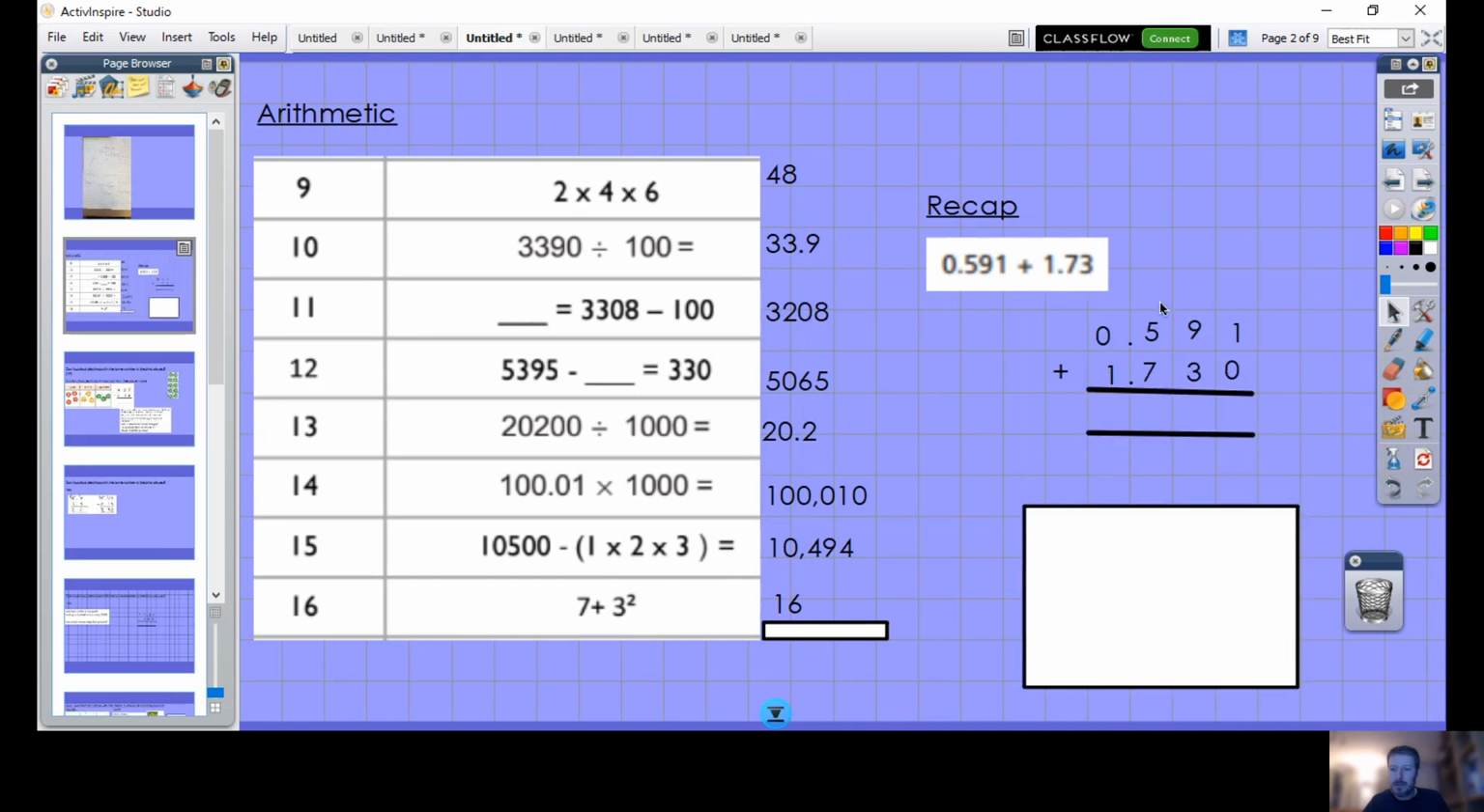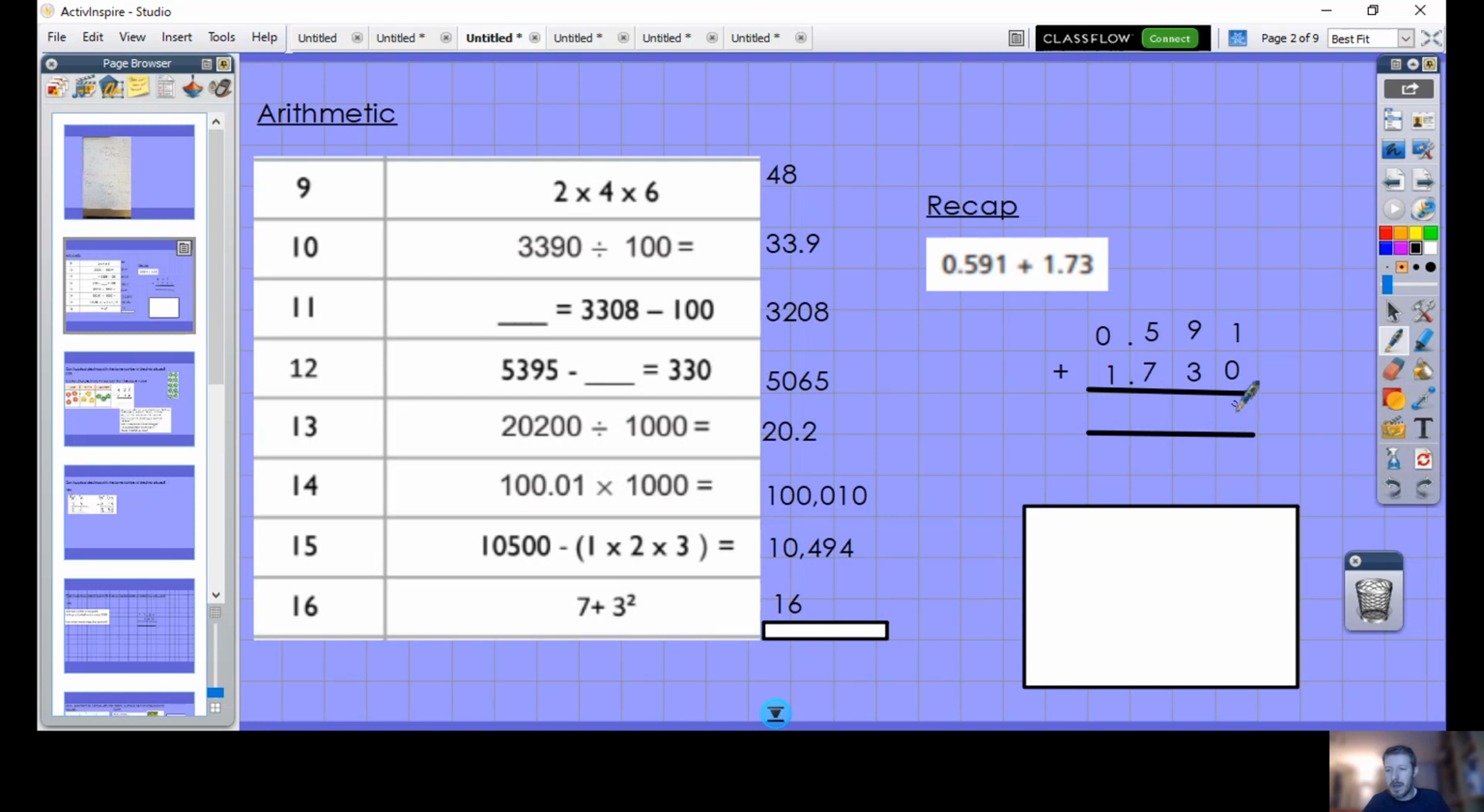Okay, so hopefully you put it in column, which looks a little bit like this. So making sure that you have the decimal point lined up, and then that allows for you to have all the other columns lined up correctly. So the ones column, the tenths, the hundredths, the thousandths. Again, I added this 0 in here to help me as a placeholder. It doesn't change the number. So then I can go ahead and complete the addition.